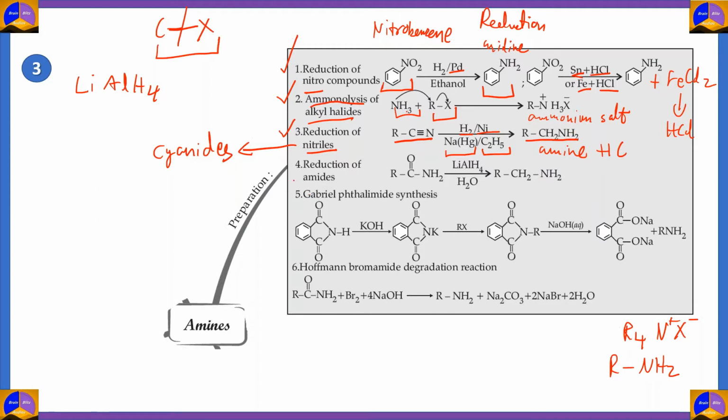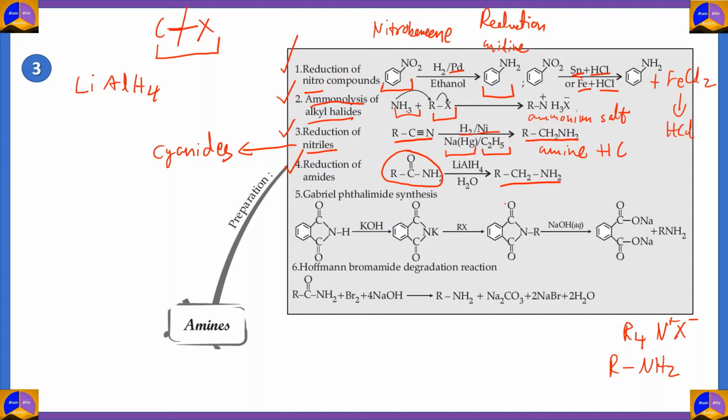Let's look at the next reaction, the reduction of amides. Now, amides are represented by this formula. So we have an alkyl group, we have a C double bond O, and we have an NH2 present in one compound. And so to reduce an amide, we use lithium aluminum hydride, that's LiAlH4, in presence of H2O, to form amines. So this, again, is another amine.